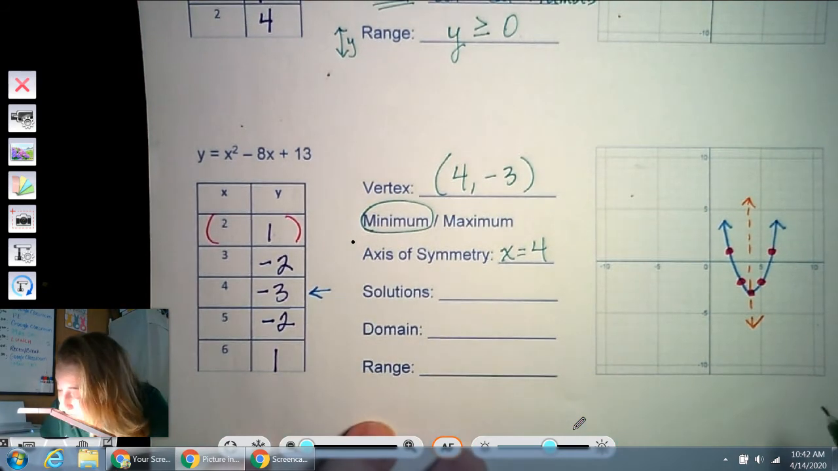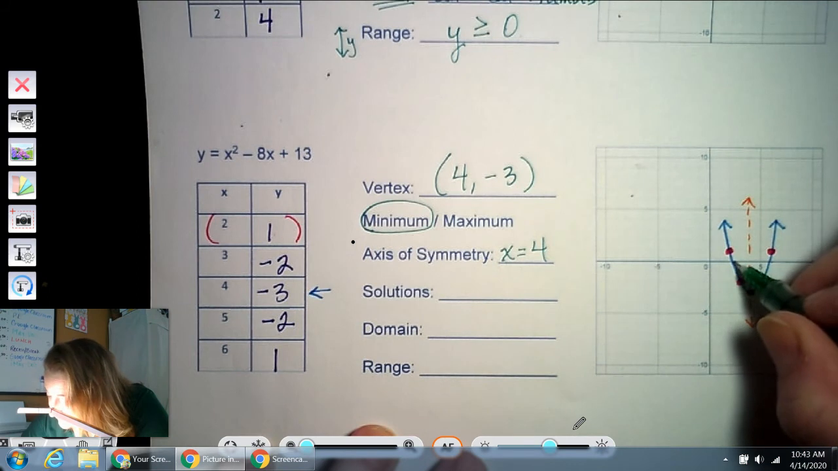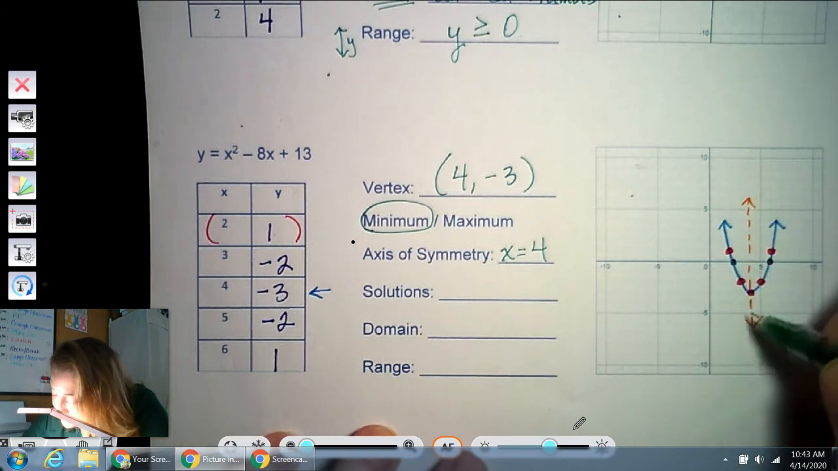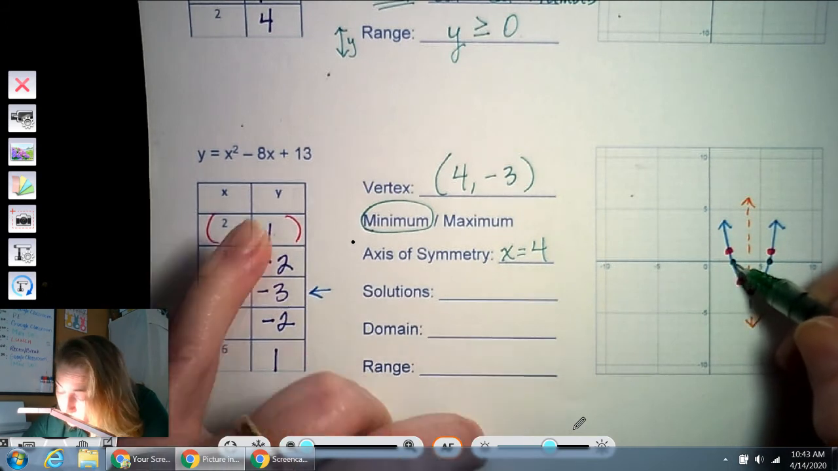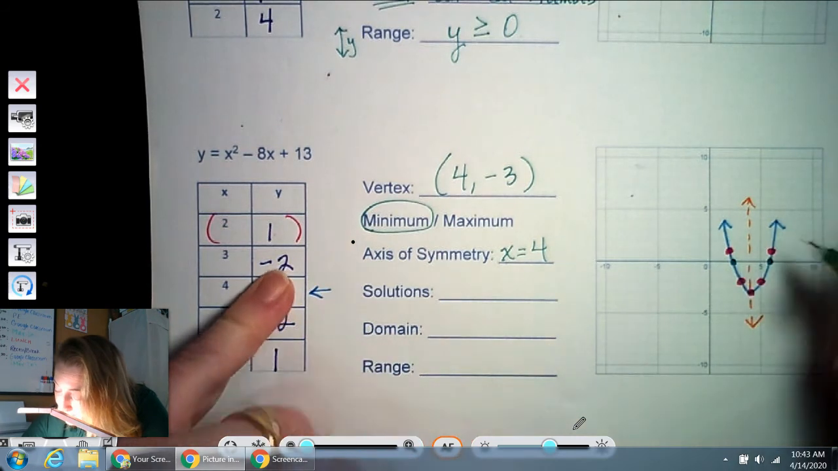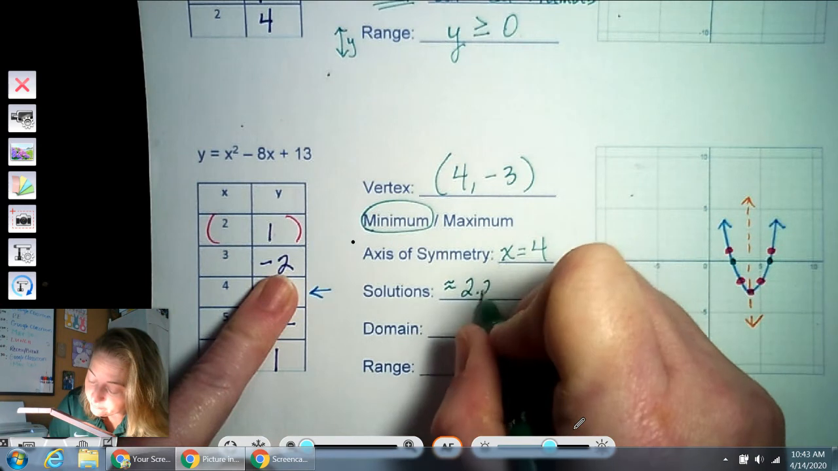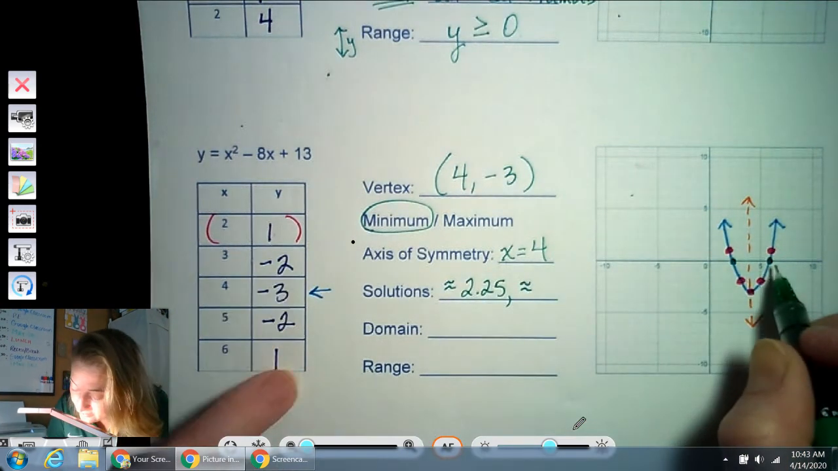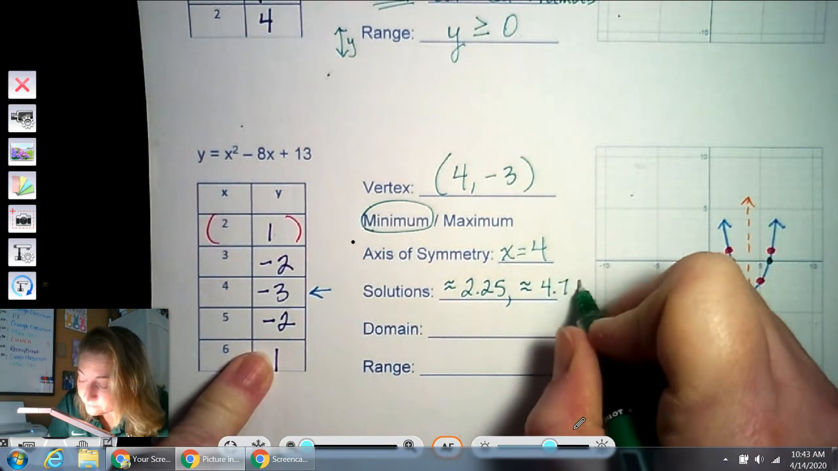Solutions: we're looking for where this graph crosses the x-axis. Okay, so this is not going to be exact, but it looks like it's at about 2, not quite, a little bit past 2, maybe we'll say about 2.25. And about, we're just this side of 5, so maybe about 4.75.